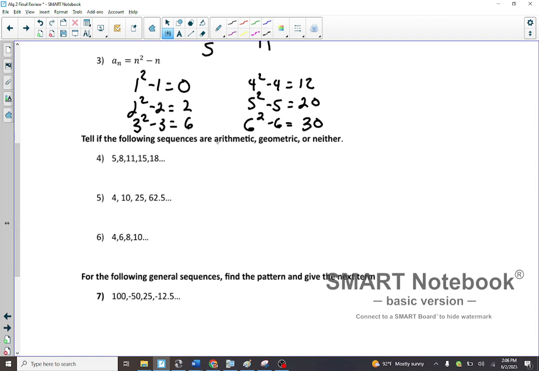Next one, tell if the sequence is arithmetic, geometric, or neither. Probably the fourth option would be both, but that never will happen. So in this case, it's plus 3, plus 3, plus 4, plus 3. So this one is neither. This is times 2.5, times 2.5, times 2.5, so that's going to be geometric. 4, 6, 8, 10, you could do arithmetic.